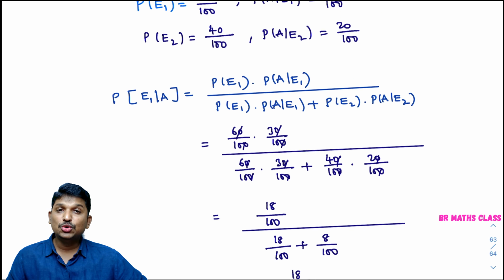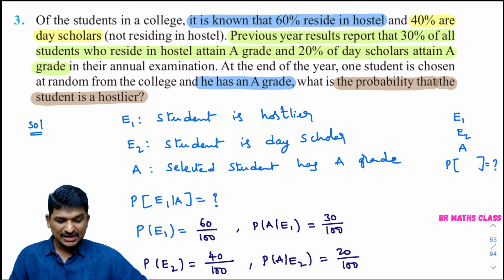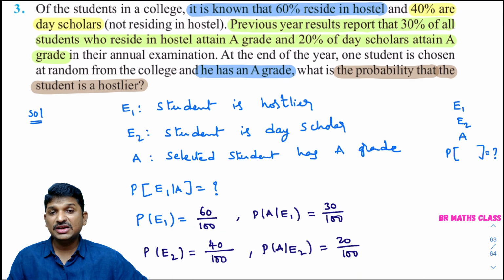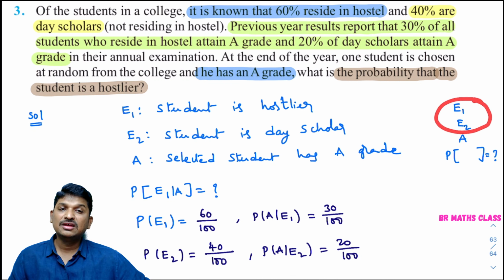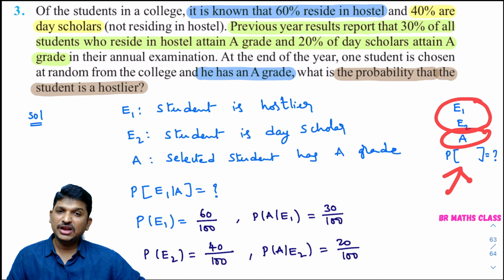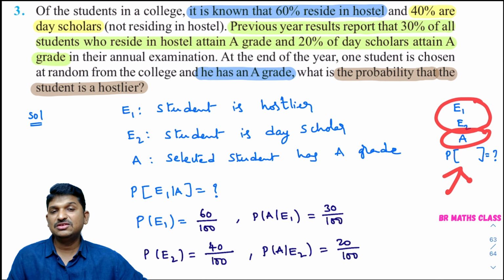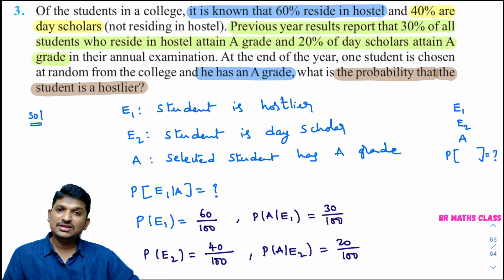I hope you understand this class. These problems are a little confusing, but the only idea is, after reading the question, you need to identify what the Eis are, what A is, and what is to be calculated. In Bayes theorem, for every problem you need to look for these things only. Once you identify these things, doing this problem is very easy, right? I hope you understand this class.